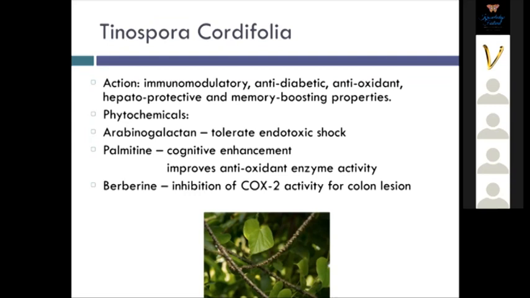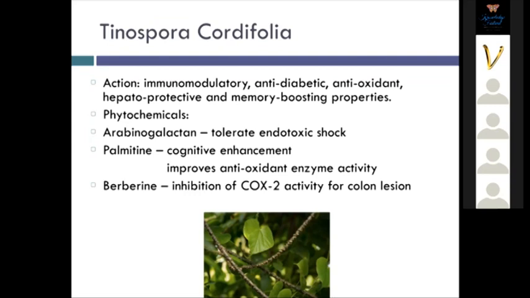Now we'll talk about its phytochemicals. Arabinogalactan, which is present in Tinospora cordifolia, helps to tolerate endotoxic shock. Like we talk about endotoxin first. Endotoxin is nothing but the toxin which is released from bacteria or any microbe. So to tolerate the endotoxic shock, what it means is that in endotoxic shock, we get fever or inflammation or any other aspect, which occurs suddenly. So arabinogalactan of the Tinospora cordifolia helps to tolerate this, thereby helping in immunity.